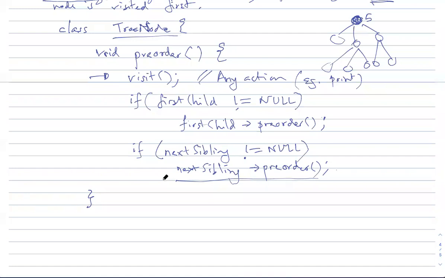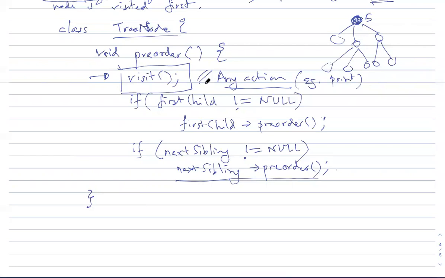Wait, so what does a visit function actually do though? Why can't it be any action? It is going to be any action. This is a generic way of saying any action. I'm just introducing a nomenclature here.